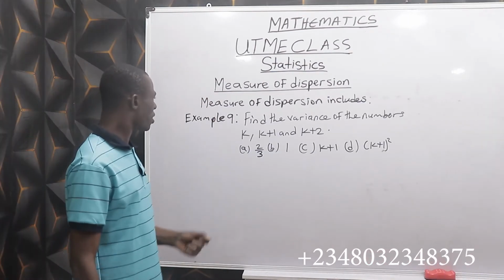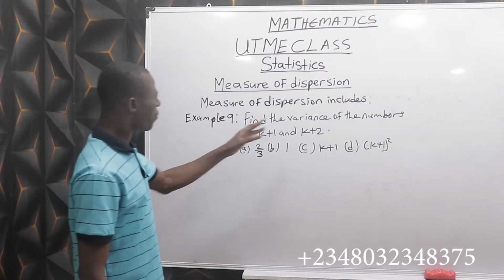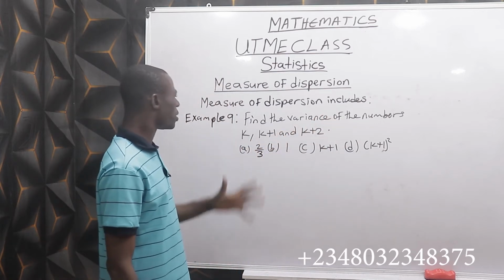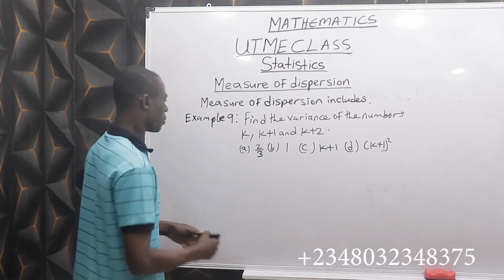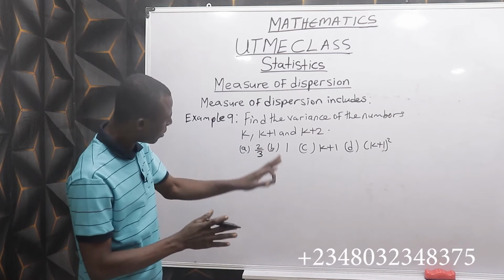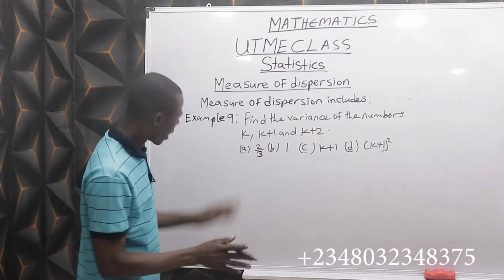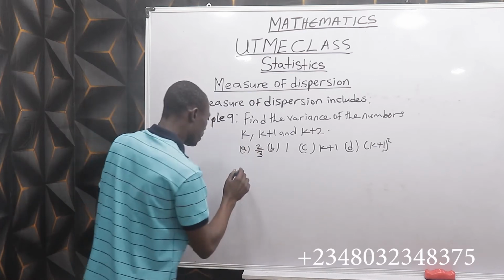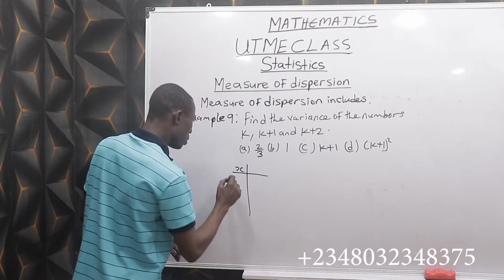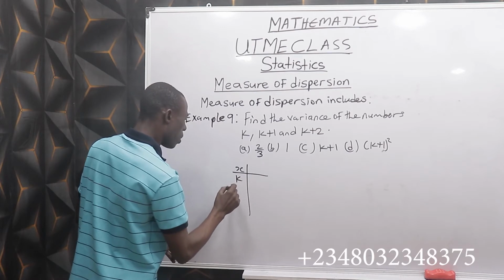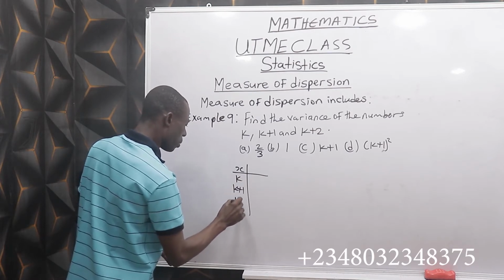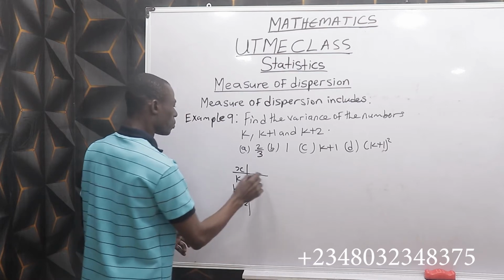Let's look into example 9. Find the variance of the numbers k, k plus 1 and k plus 2. Some students will be scared, merely seeing the algebraic terms. But don't be scared. Let's see. This is your x value. X value is k, k plus 1, k plus 2.